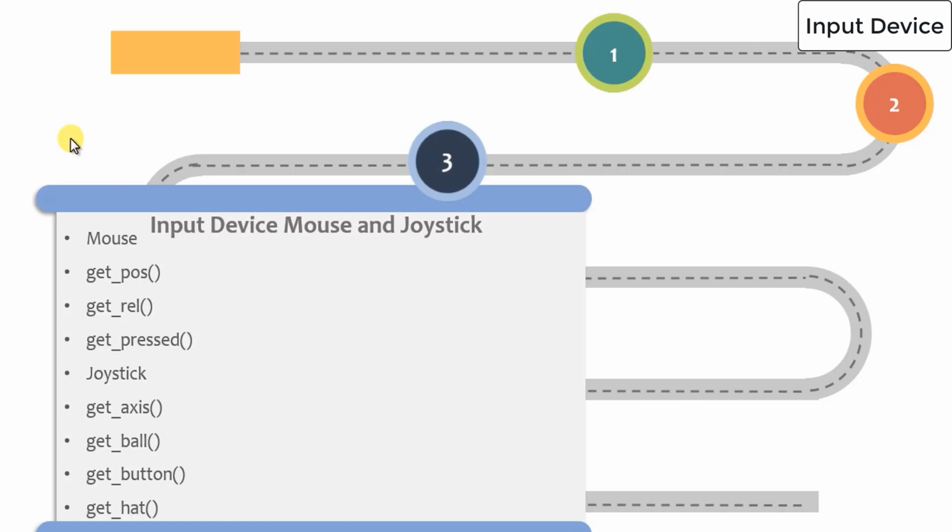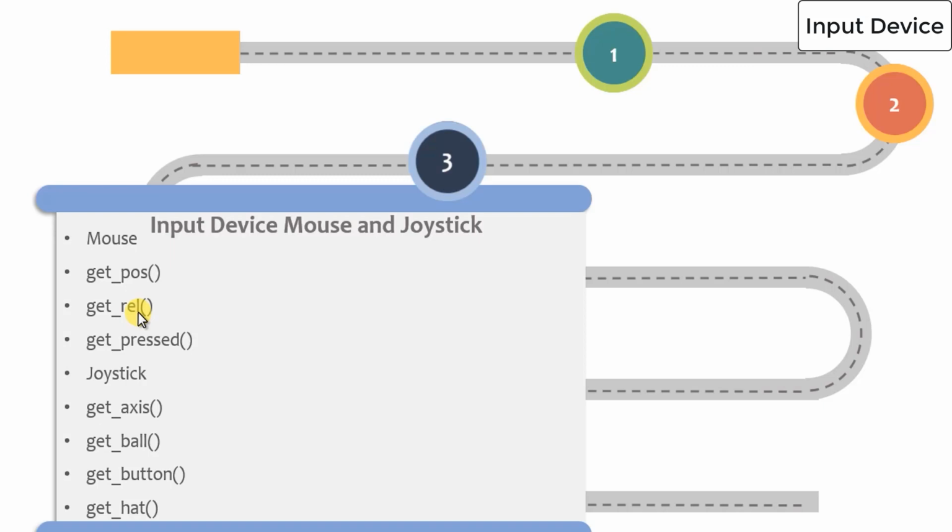Rel stands for relative. So this also gives us the position of the mouse on the screen, but it gives a relative position based on the previous calls. So if you want to get the relative position, then you can use get_rel, and it gives you the position based on the previous call.